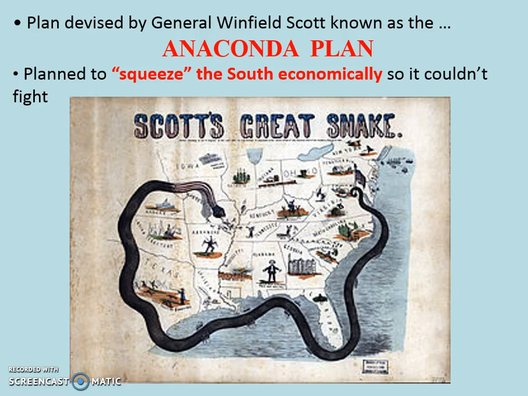Now, an anaconda is a large snake in South America that kills its prey not by biting it, but by wrapping around and squeezing it or constricting it to death. So the idea of the Anaconda Plan was to squeeze the South economically, to cut off the coast, to take the Mississippi River and to capture the capital, so the South could not sell its cotton because they depended on cotton sales in order to raise revenue to fund the war and fund the army. If they couldn't sell their cotton and get it out to markets, then they could not pay for the war, and this would force them to surrender.